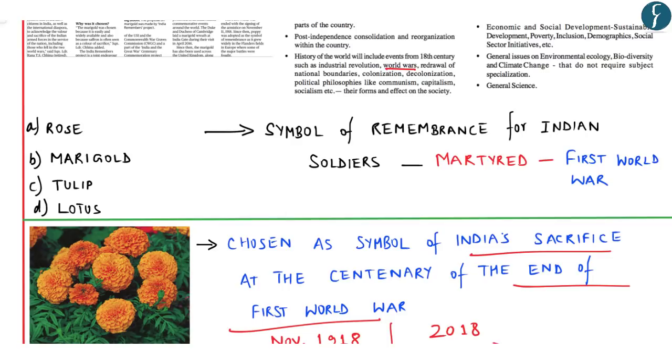So this news, where marigold has been chosen as a symbol of remembrance for Indian soldiers, becomes important, and a simple question can be asked on which flower has been chosen as a symbol of remembrance to commemorate the centenary of the end of the First World War, where Indian soldiers were martyred. So options can be given like rose, marigold, tulip, lotus. You would know that marigold would be the right answer in this kind of question. Hence, this news becomes extremely important. With this, let's move on to the next news.